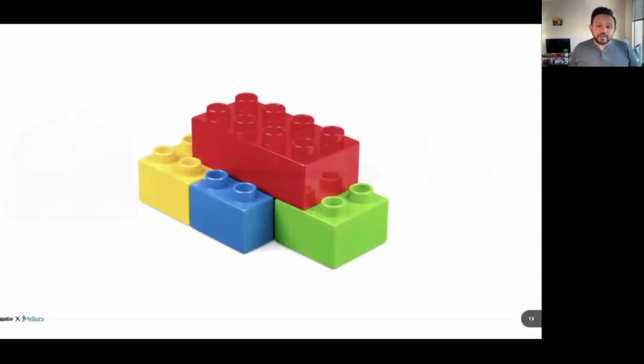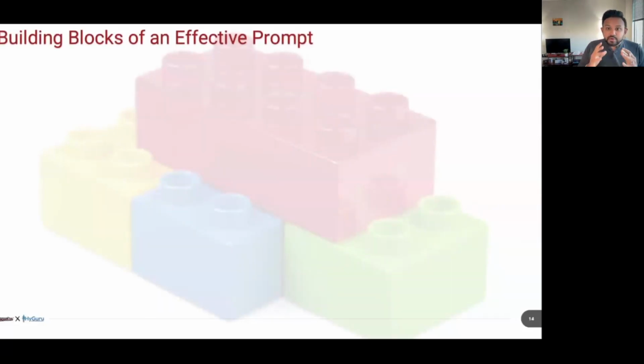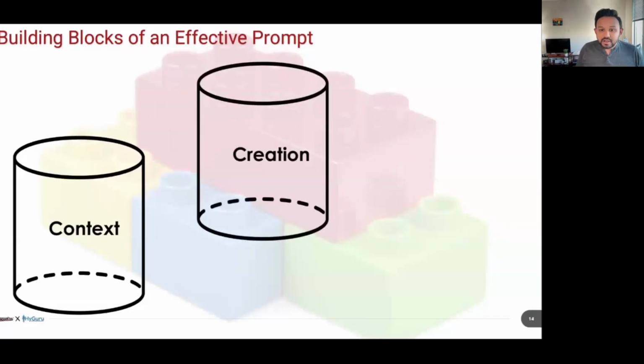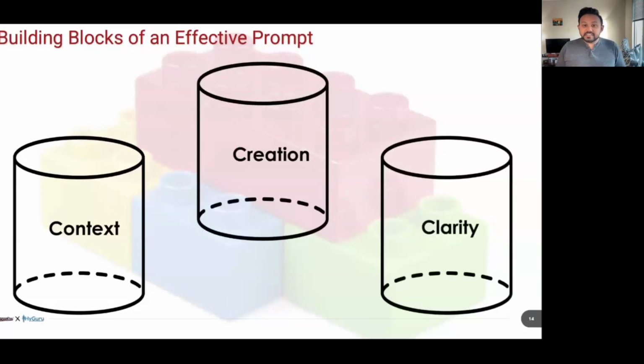And so what we're going to be doing is going through the 3 building blocks that I use for any prompt. You can use this on your own if you are using ChatGPT, again, for any sort of endeavor that you would use ChatGPT for. And these building blocks are kind of like Legos. They are going to build upon each other. So the model that I use is the 3C model. The first C stands for context. The second C stands for creation. And the third C stands for clarity. Let's go through each one.